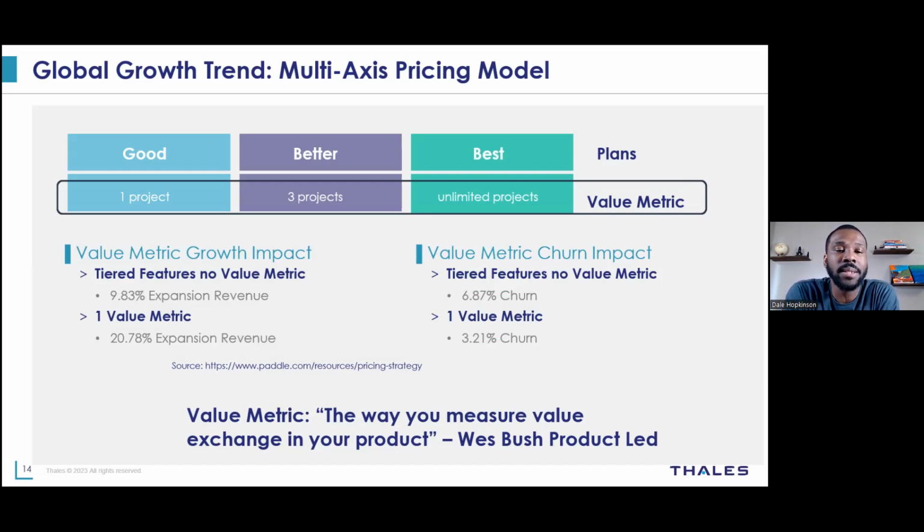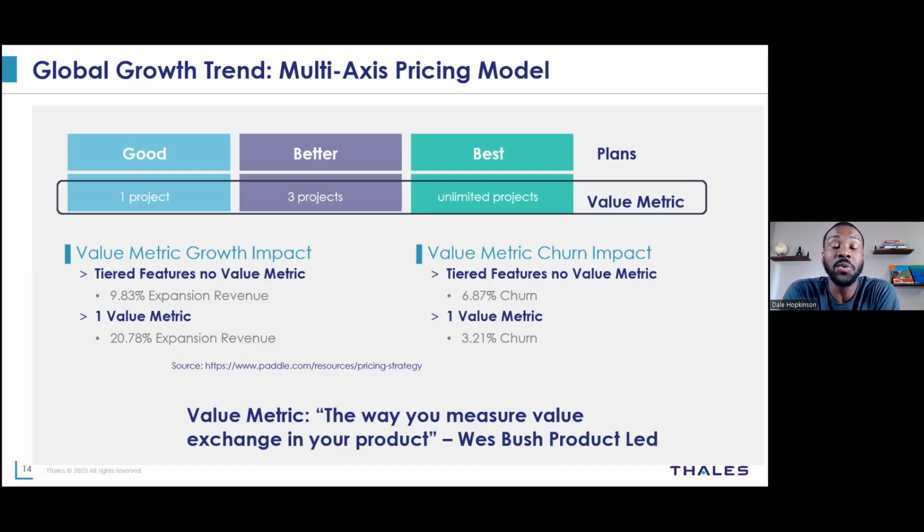There's data that says companies who are using, for example, tiered only, and no additional value metric or different axes, grow and expand revenue probably at a 9, 10% rate. But a company who adds a value metric to that has the ability to expand further. And why that is, multiple price axes help you find more than one way to upsell and expand with a particular user. So think about it.